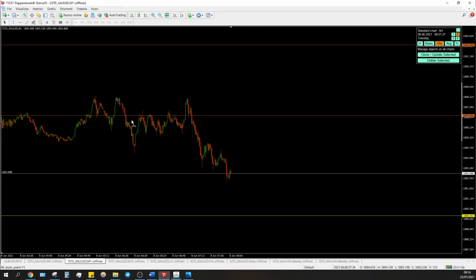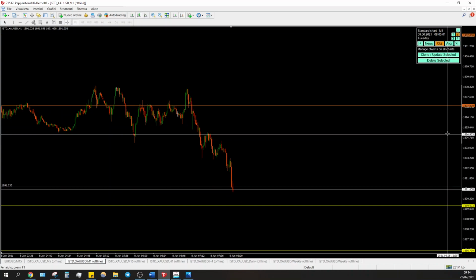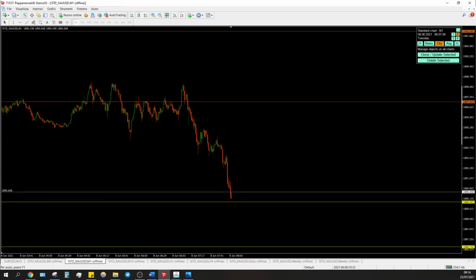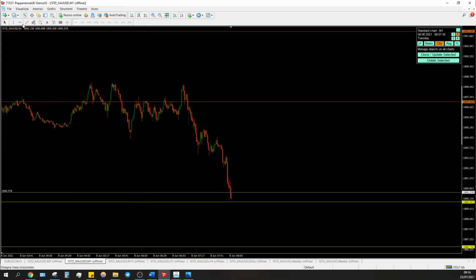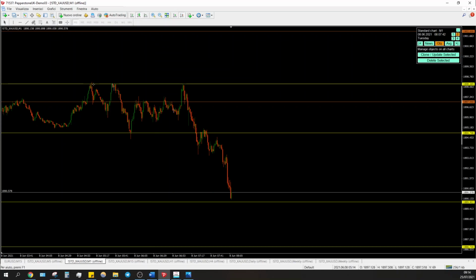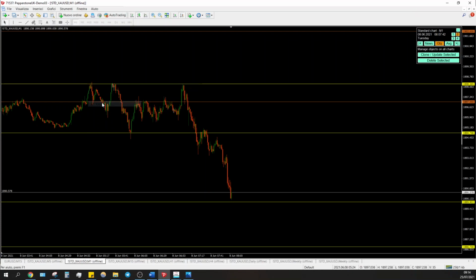We see price breaking below 1894.595. That was an area of interest. It was also another order block setup. We see another block. We see an impulsive move up, down, a break, retest, break, retest.